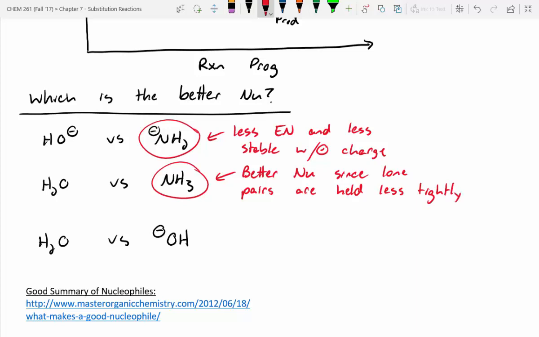All right, and then the last one, which is going to be the better nucleophile? Water or hydroxide? Hydroxide, right? Because it's got a charge, it's going to be a lot less stable.